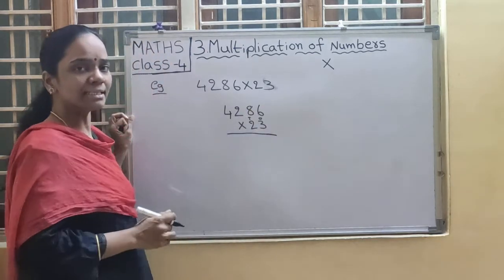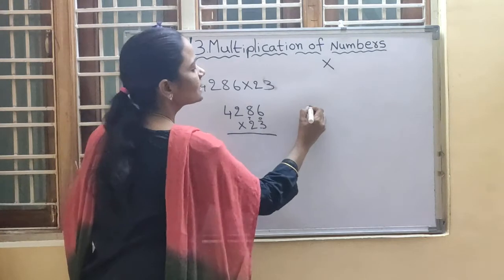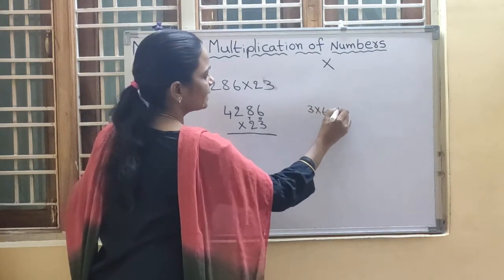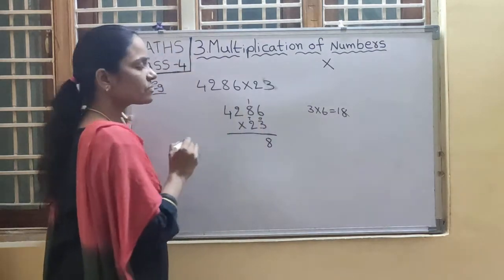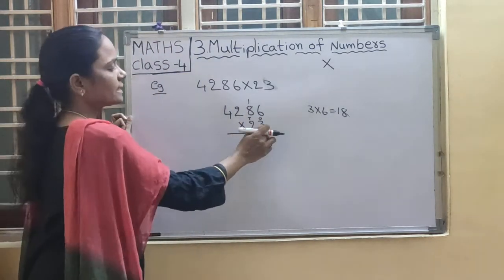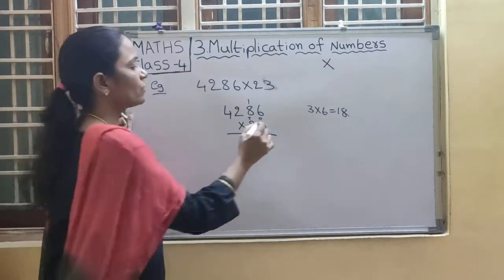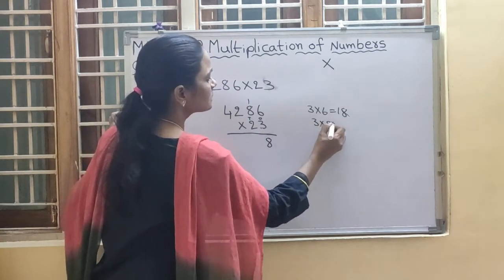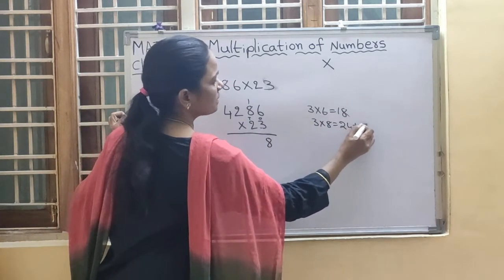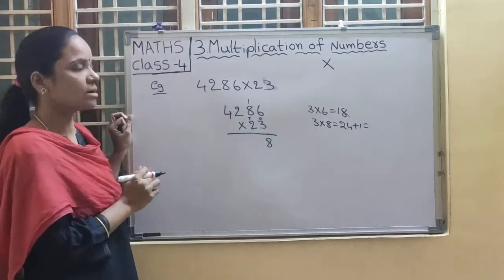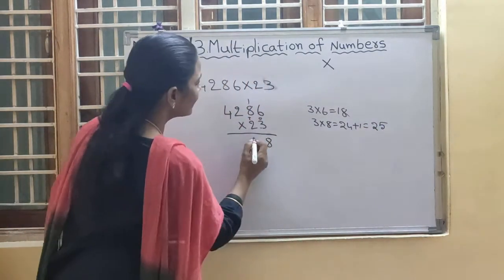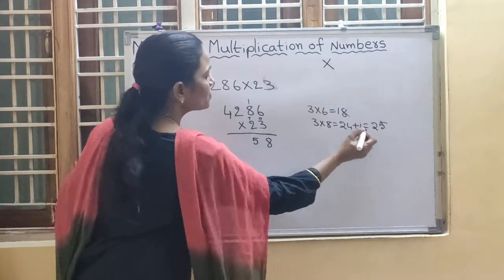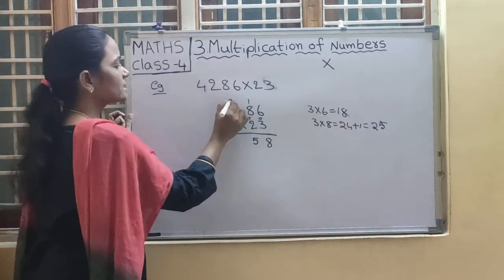So, start with 3. 3 6s are how much, children? 3 6s are 18. So, 8 right here, and 1 is the carry, forwarded to the next place. Again, 3 8s are how much? 24. 3 8s are 24 plus 1, how much? 25. So, 5 right here and 2 is the carry, forwarded to the next place.